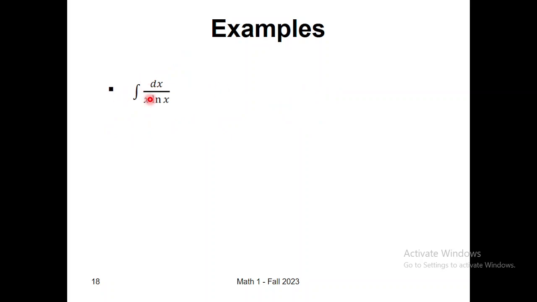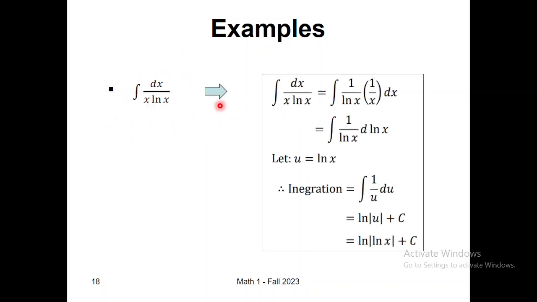Consider this example. We have 1 over x ln x. Now we can say that we have 1 over ln x multiplied by 1 over x. If we now bring 1 over x behind the d operator by integration, the integration of 1 over x will be ln x. So now we integrate 1 over ln x d ln x. How to integrate? In order to see it more clearly, let's assume that u equals ln x. So we integrate 1 over u du. Very simple. It will be ln of the absolute value of u. Now we return back to the original variable and replace u with ln x. So it will be ln of the absolute value of ln x.